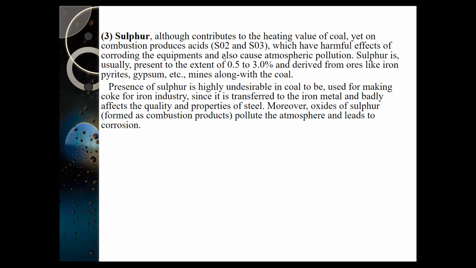Sulfur is usually present to the extent of 0.5 to 3% and is derived from ores like iron pyrites, gypsum, etc., mined along with the coal. The presence of sulfur is highly undesirable in coal to be used for making coke for the iron industry, since it is transferred to the iron metal and badly affects the quality and properties of the steel. Moreover, oxides of sulfur pollute the atmosphere and lead to corrosion. Simply, sulfur presence is undesirable in the coal sample because it pollutes the environment.